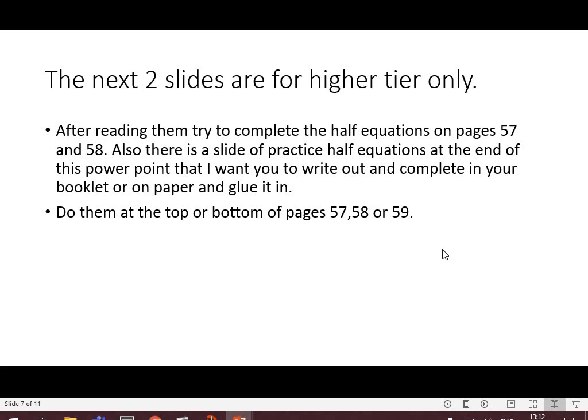So after reading them, try to complete the half equations on pages 57 and 58. Also, there's a slide of practice half equation questions at the end of this PowerPoint that I want you to write out and complete in your booklet or on paper and glue in. You can write these half equations out at the top of page 57, 58 or 59, or just get an A4 sheet of paper and do it on there and glue it into your book. Okay, so just find some room. And these are just for the higher tier.